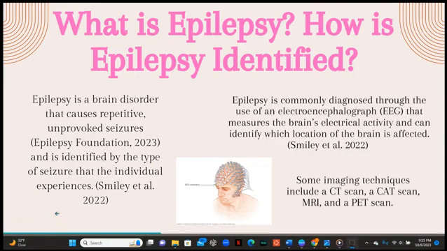Alright, so what is epilepsy and how is it identified? Epilepsy is a brain disorder that causes repetitive, unprovoked seizures, and it's identified by the type of seizure that the individual experiences. It's commonly diagnosed through the use of an EEG, which is this picture right here. They're attached to the head, and it identifies the location of where the brain is affected, and it measures the brain's electrical activity. There are other imaging techniques, including a CT scan, a CAT scan, MRI, and a PET scan.